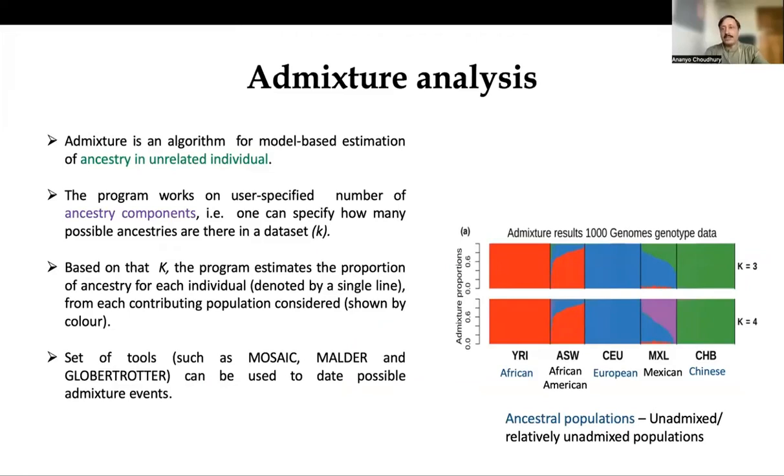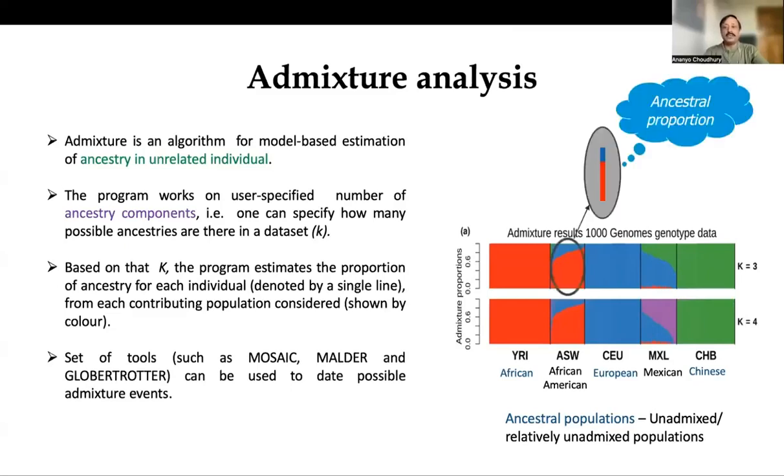In this example, data from 5 different populations were provided, and the tool was asked to model the data based on 3, the top plot, and 4, which is the bottom plot. So each ancestral component in the plot is represented by a separate color, and a thin black line separates individuals from different populations. So you can see the European population CEU is colored full in blue, the African YRI in red, and the East Asian in green.